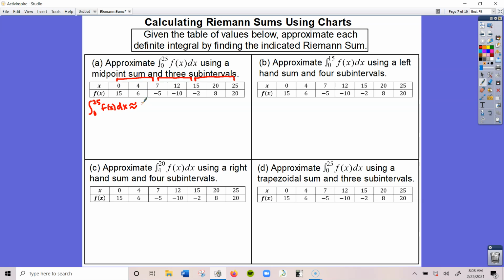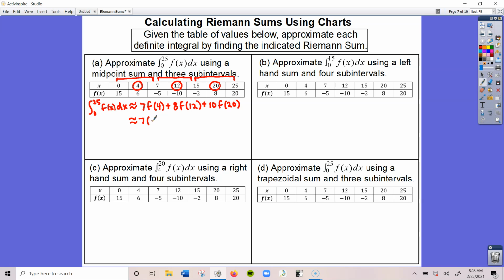So my first rectangle has a base of 7. And since we're using the midpoint, we are using f of 4 because it is between 0 and 7. The next rectangle from 7 to 15, the base is 8, and we got to use the midpoint, so f of 12. Plus, the next one is from 15 to 25, so that base is 10, and we're using the midpoint, so f of 20. And now we plug in those numbers.